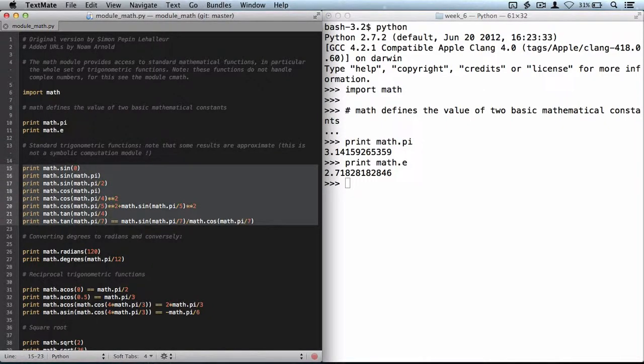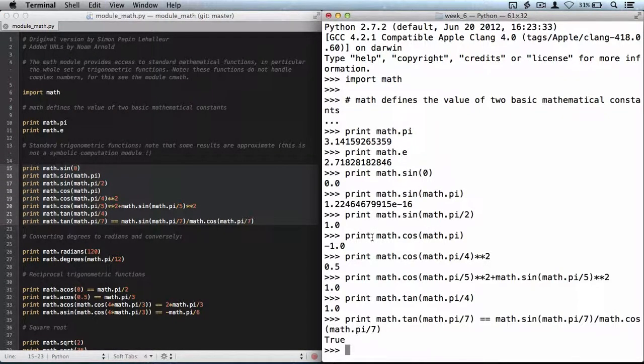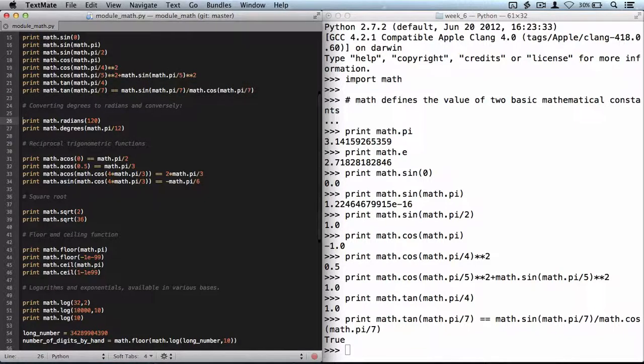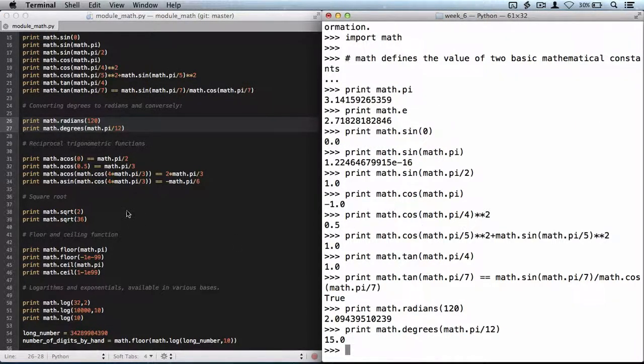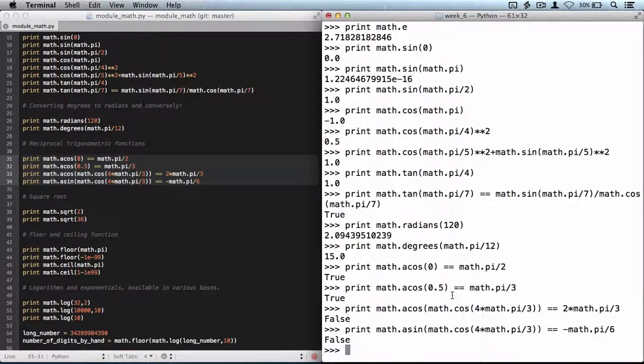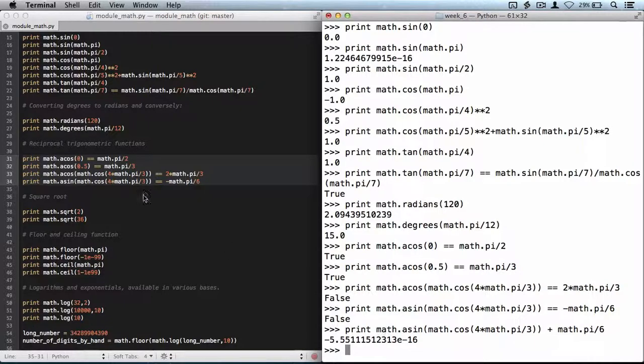And you see that you can access all kinds of trigonometric functions, and for instance math.tan of some fraction of pi, and you can compare this with sine over cosine and you will get true. You can do degree and radian conversions, so it's simply like that. You can take arc cosines and arc sines, and you will see that here there is some numerical error that is introduced by the floating point arithmetic. So this is why it's false. The difference is actually very, very tiny. So if I do plus, I should get something very tiny, and you see it.